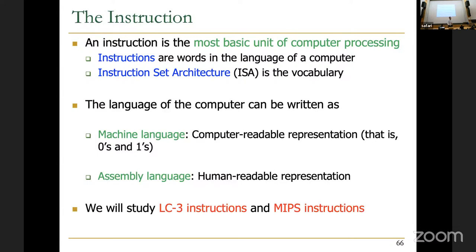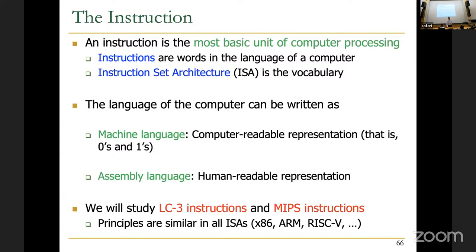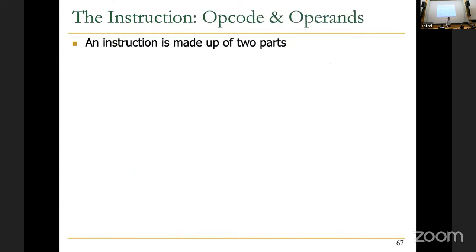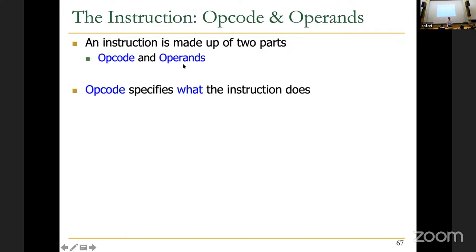So we will study a bunch of LC3 instructions and MIPS instructions today and tomorrow. Principles are similar in all ISAs. So everything that we said applies to all of the ISAs. But let's take a look at what an instruction consists of. It's made up of two parts, actually, opcode and operands. Let's take a look at what those are.